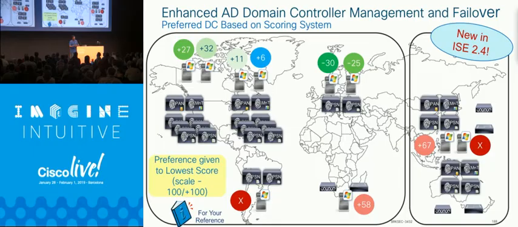So one thing I want you guys to remember is that before 2.4, the AD could be blacklisted, and ISE would not send authentication to that AD, but that's fixed in 2.4, or it's enhanced in 2.4, where now you have the scoring system like a route metric, and that AD can be back in the game as well.